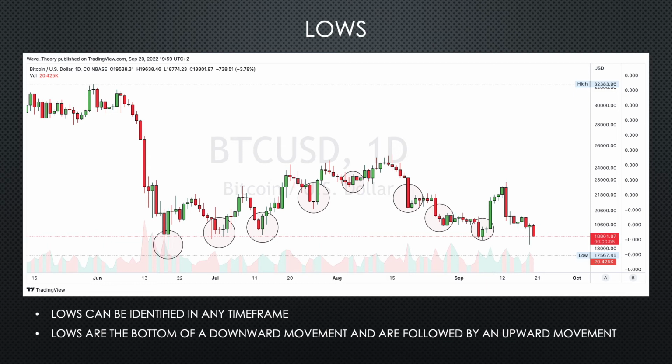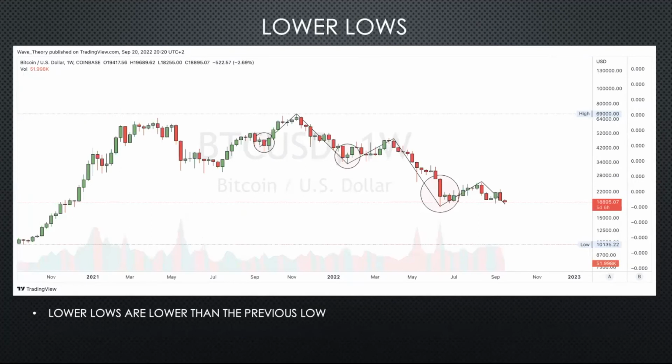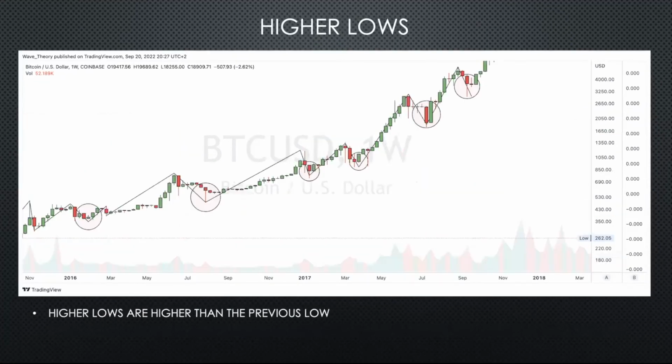Lows are the bottom of a downward movement and are followed by an upward movement. Lower lows are lower than the previous low, while higher lows are higher than the previous low.